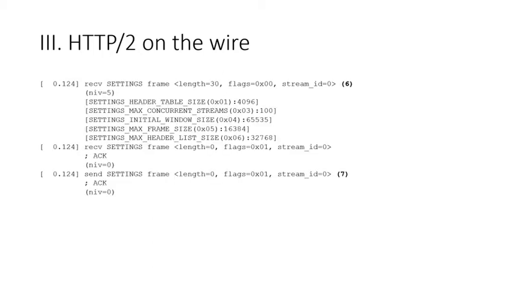Here we can see the settings frame received from the server by the client, which contains different options like the maximum concurrent streams, the size of the header table, the initial window, etc. And then we exchange acknowledgements of those settings.